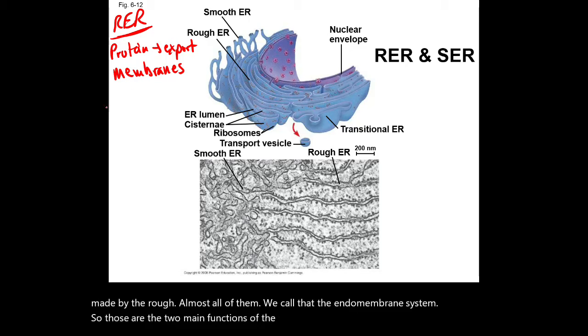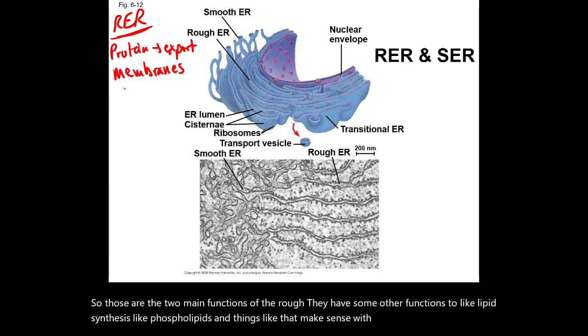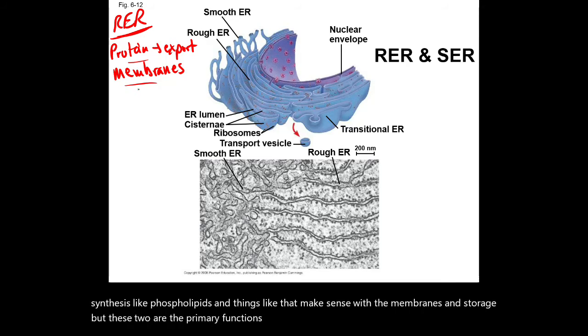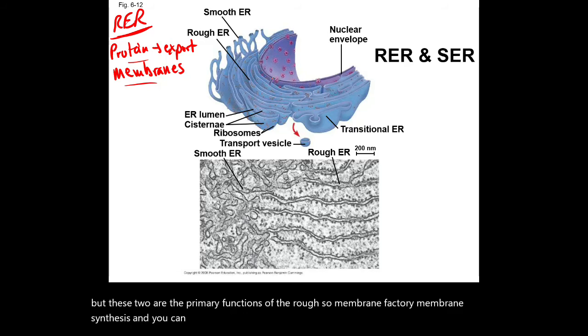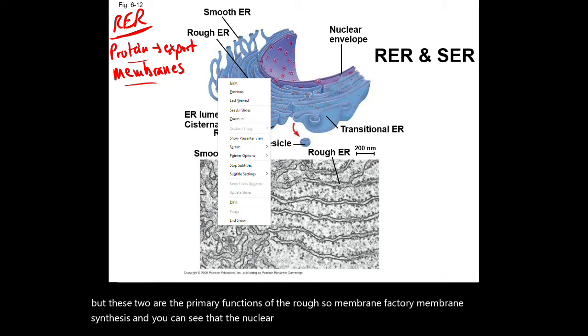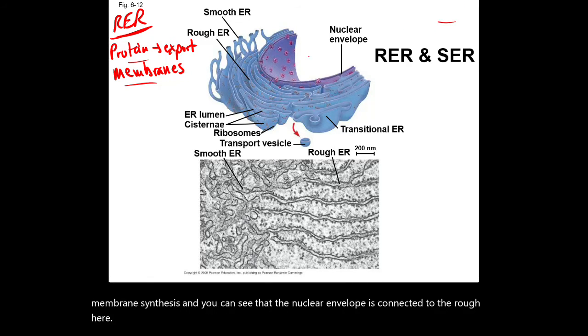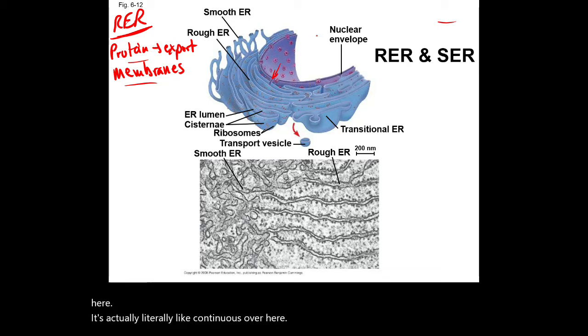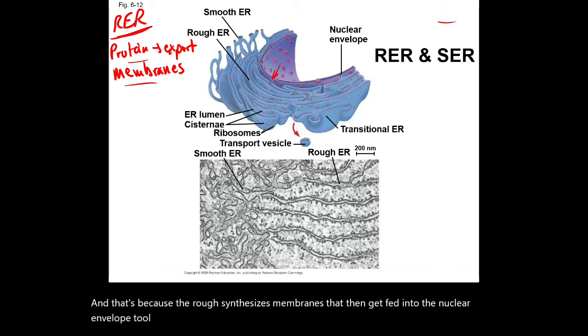They have some other functions too, like lipid synthesis, like phospholipids and things like that. Makes sense with the membranes and storage, but these two are the primary functions of the rough ER. So membrane factory, membrane synthesis. And you can see that the nuclear envelope is connected to the rough ER here. It's literally continuous over here. That's because the rough ER synthesizes membranes that then get fed into the nuclear envelope to maintain it, and if it needs to get bigger after mitosis, the rough ER takes care of that.